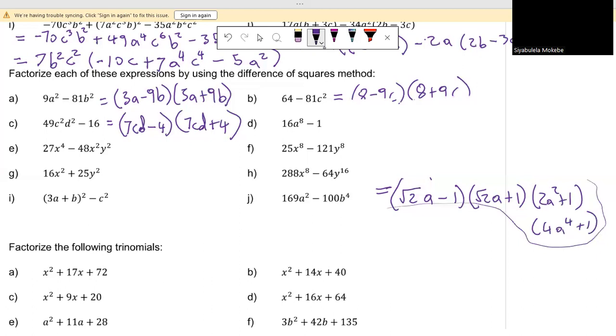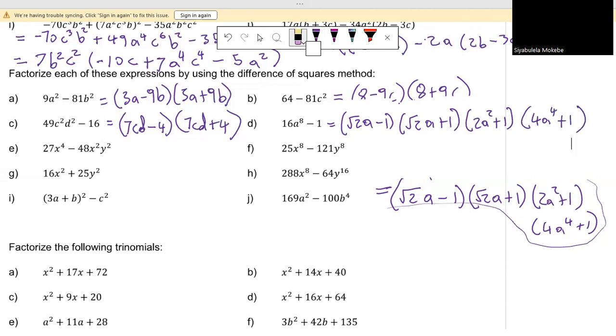All right, so square root 2a minus 1, square root 2a plus 1, then 2a squared plus 1, 4a to the 4 plus 1. Sharp. Then let's look at E.